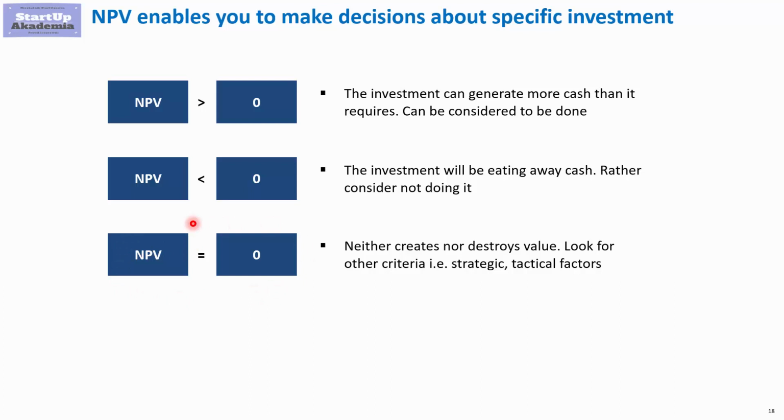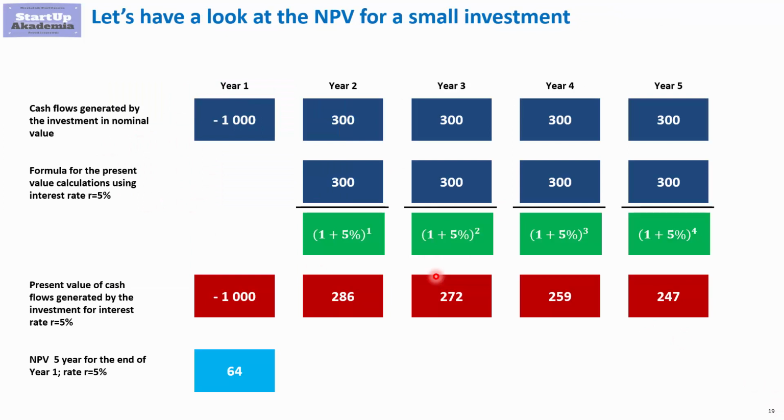It neither destroys nor creates values, so you would need other criteria to decide whether it makes sense or not. However, you should bear in mind that the net present value can change. Let's go back to the example we had here. As you can see, what is given is obviously the nominal value. And then on the basis of the interest rate, we get the present value. So if the interest rate is different, let's say it's 10, obviously the net present value will change as well.